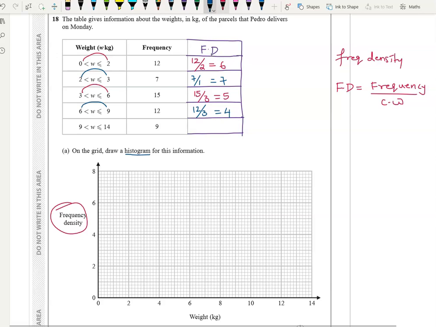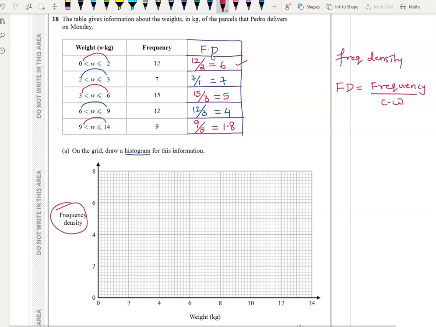And the last one is 9, and your class width is 14 minus 9, that is 5. 9 divided by 5 will give me 1.8. Now I have all the frequency densities, so we need to draw the histogram, which has bars of height equal to the frequency density.